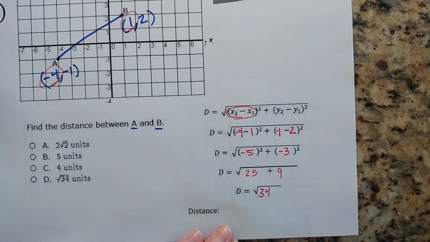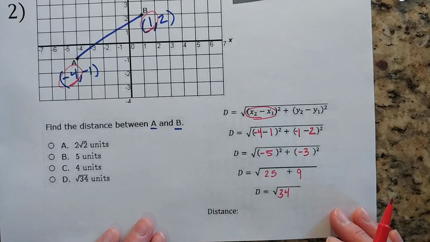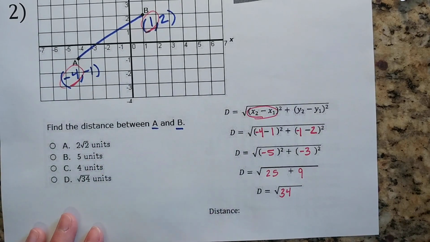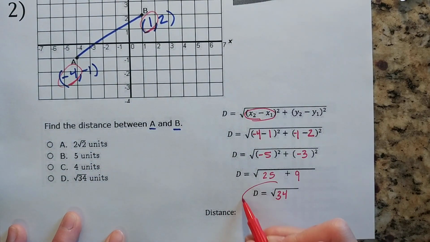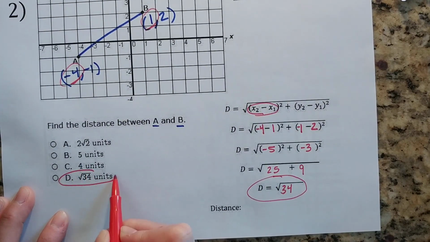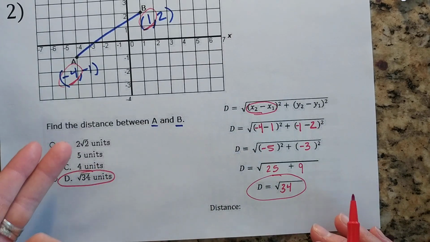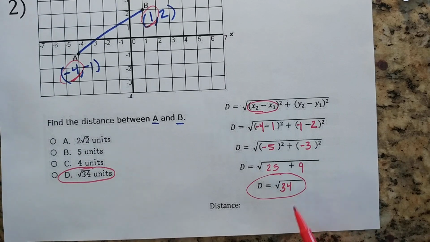Remember, that's an irrational number. However, if you take a look at the answer choices, do you see how the answer choices are given as exact numbers? If the distance is the square root of 34, I see over here that one of the choices is the square root of 34. So I could just go ahead and circle that. But if it wasn't given to me as an exact square root of 34, then I could use my calculator to evaluate it.